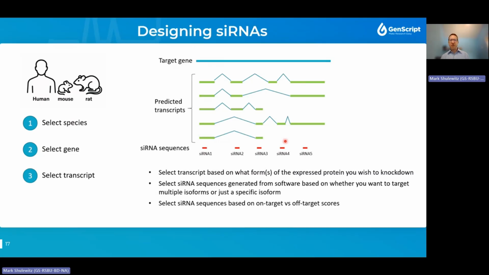Most of these tools, including our own, report an on-target and off-target score. So on-target score is how well it recognizes its target sequence, and off-target score is predicted nonspecific binding. So you want high on-target binding and poor off-target binding, or really, in other words, you want your sequences to be specific only to your target.